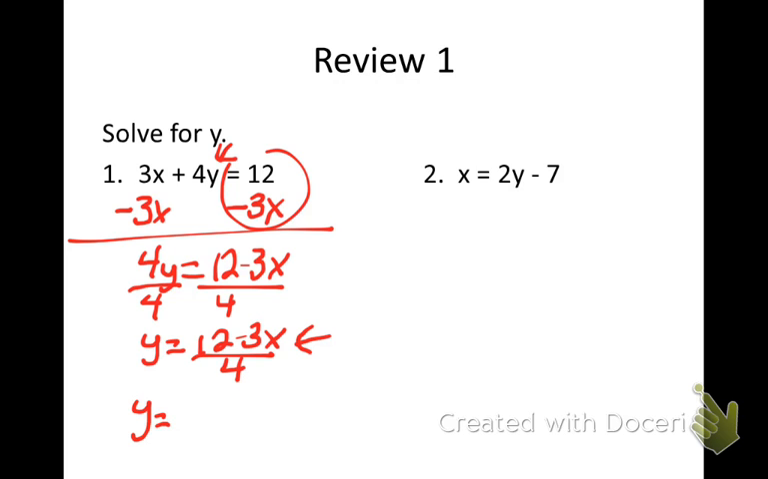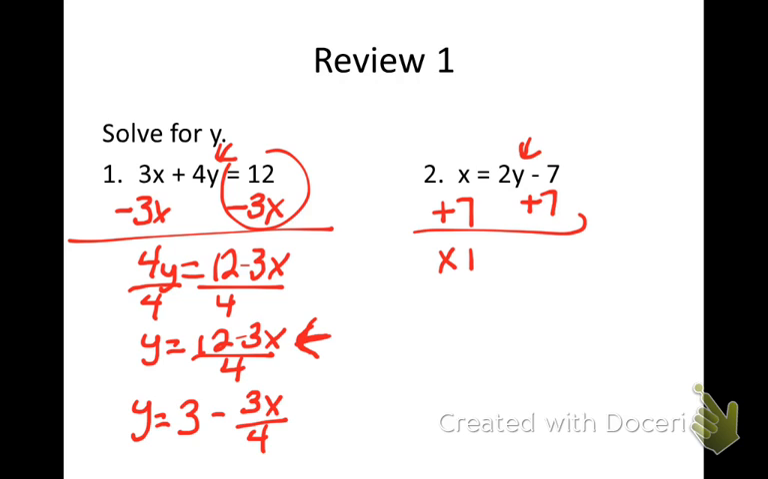So 12 divided by 4 is 3, and 3x divided by 4, or 3 divided by 4, we would write like this. But I, again, would prefer that you just write it that way, so you don't make any mistakes then. Again, here's our y, so I need to get the opposite of subtract 7, which would be add 7. That gives me x plus 7 equal 2y.